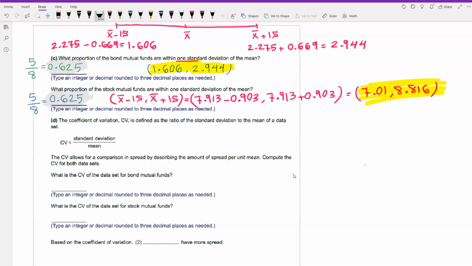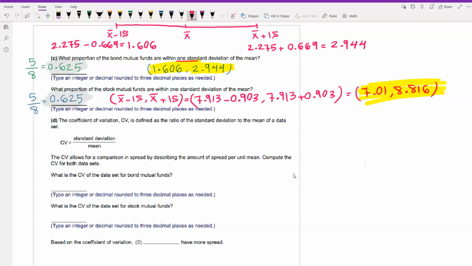Now this part is asking to find the coefficient of variation. We didn't have this part in lecture, but the formula is given. So we only need to use the formula to find the answer for the coefficient of variation. So the purpose is to know what the standard deviation and mean are, and then divide to find the answer. So the first part is for bond mutual funds.